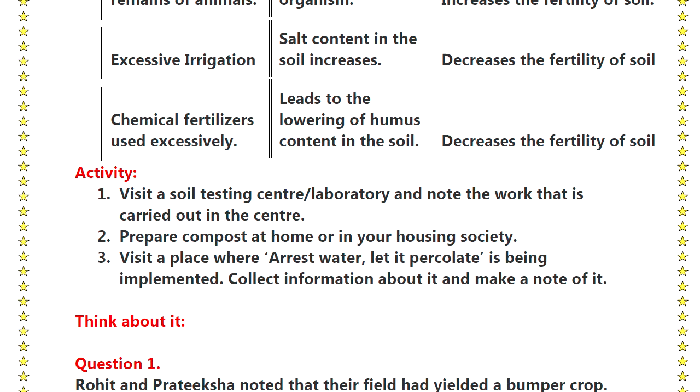Then activity. Visit the soil testing center, laboratory, and note the work that is carried out in the center. Second, prepare compost at home or in your housing society. Visit a place where the 'arrest water, let it percolate' scheme is being implemented. Collect the information about it and make a note of it.